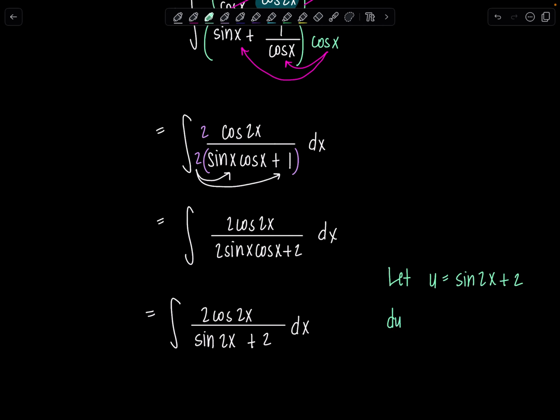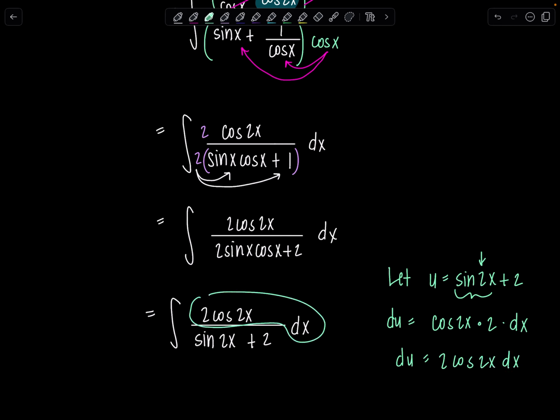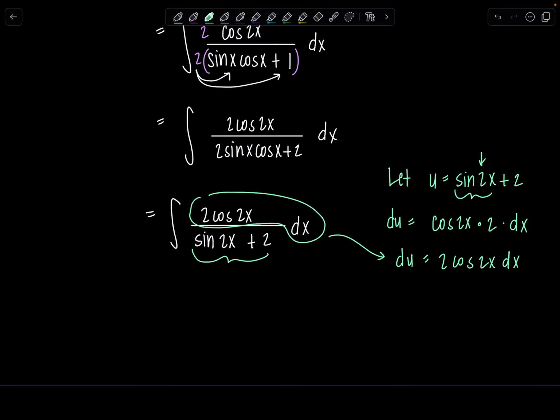Then let's take the derivative du. Derivative of sine 2x is cosine 2x. Don't forget the chain rule, times 2, right? Because of this 2 in front of the x, dx. And lo and behold, I have precisely that. That's 2 cosine 2x dx. Do you see it? Right here. Boom. So all of that is du. And then this denominator right here is u. So my integral becomes harmless little 1 over u du.